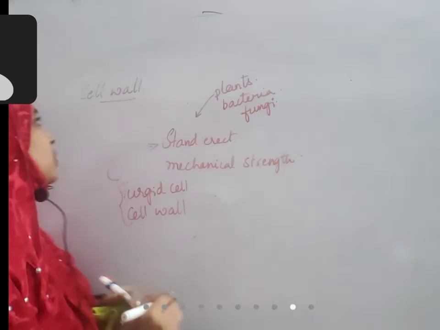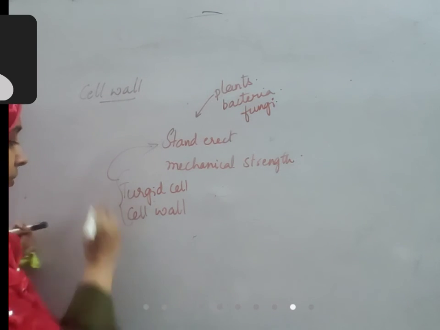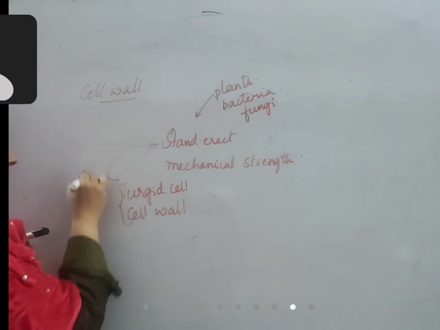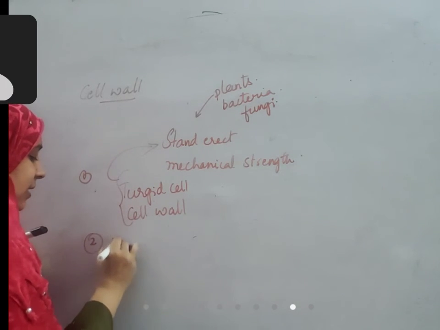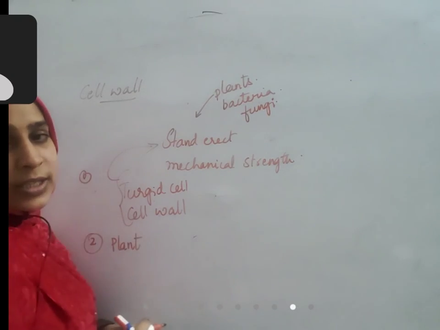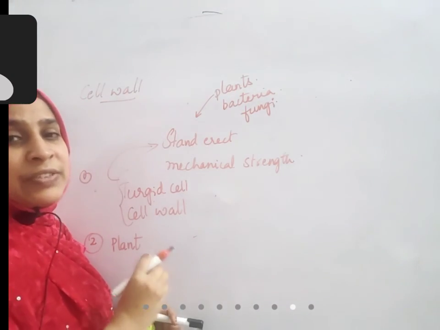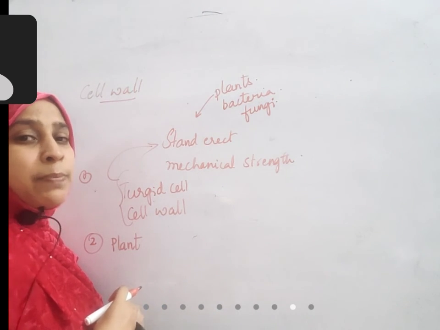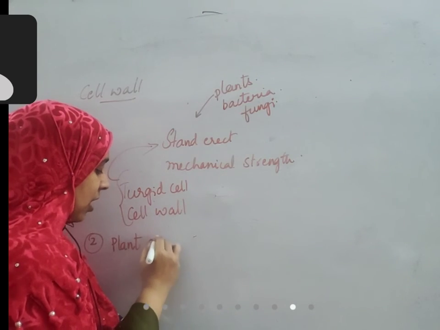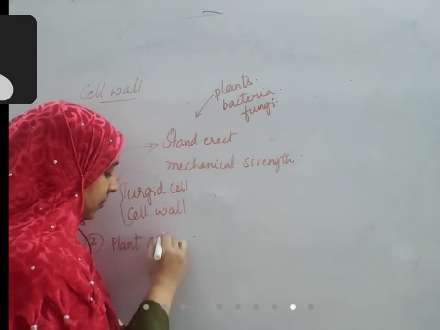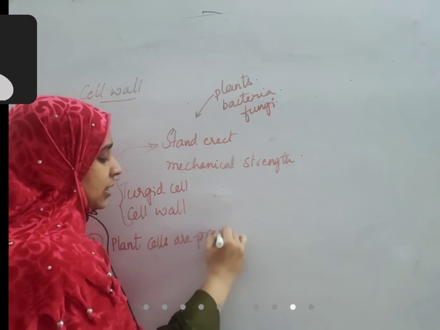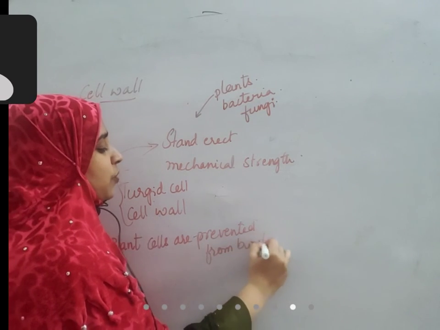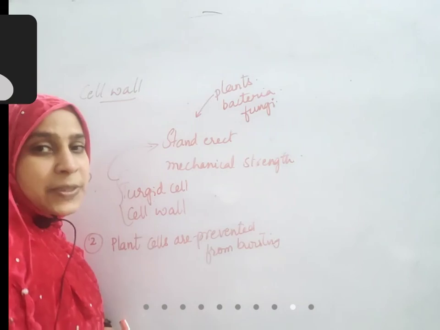Okay, so that is one thing. Next, plant cells continuously take water. This is the first reason. Second reason, plant cells take water continuously. Okay, there is a chance that if cell wall is not there, after some time water is added, and at one stage they may burst. Plant cells are prevented from bursting because of presence of this cell wall. Okay, that is the reason why it is present in plants.